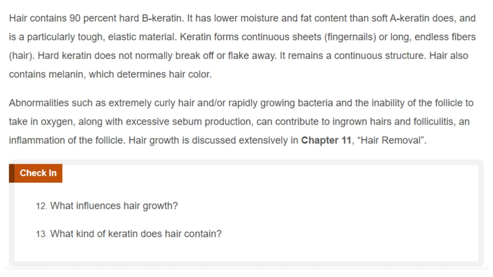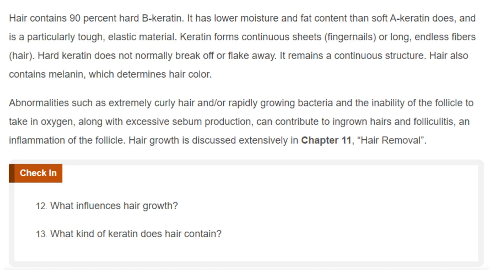Abnormalities such as extremely curly hair and/or rapidly growing bacteria and the inability of the follicle to take in oxygen, along with excessive sebum production, can contribute to ingrown hairs and folliculitis, an inflammation of the follicle. Hair growth is discussed extensively in Chapter 11, Hair Removal.